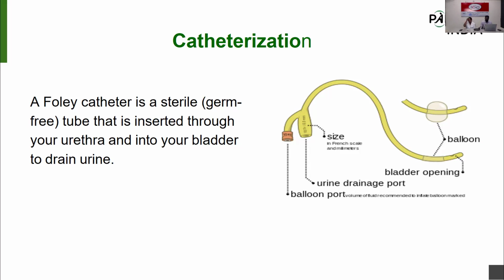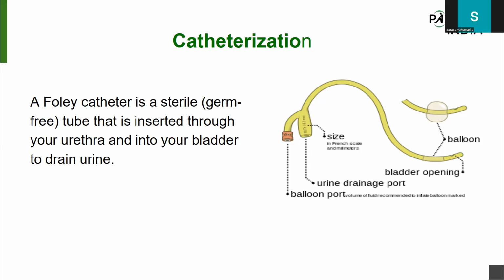So these are the parts of the Foley's catheter. There is the tip, a bladder opening, and also a balloon. When we come to the lumen part, the size will be mentioned, and there will be a urine drainage port and also a balloon port. Through that we will be inducing 10 ml or 15 ml of distilled water to inflate the balloon, right?